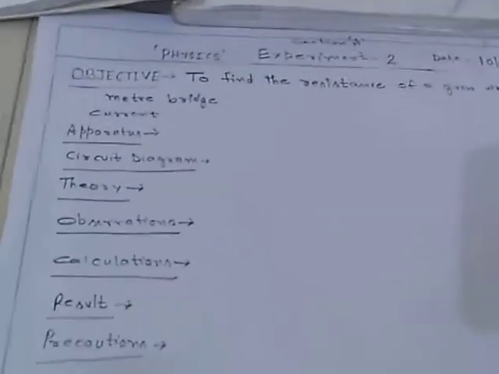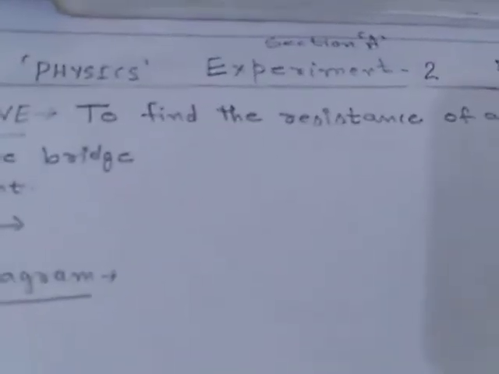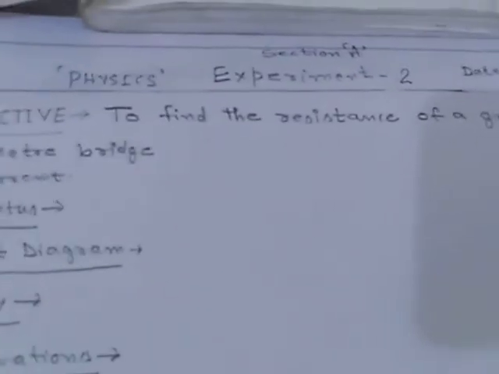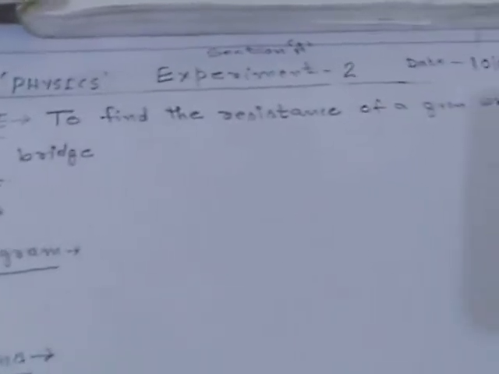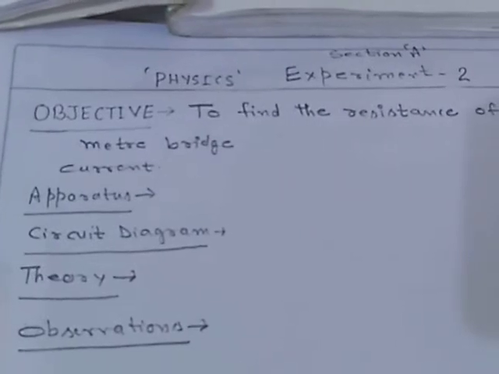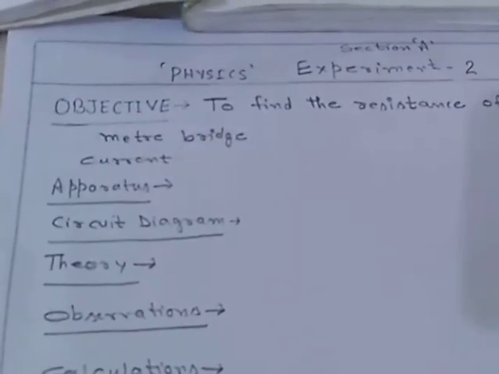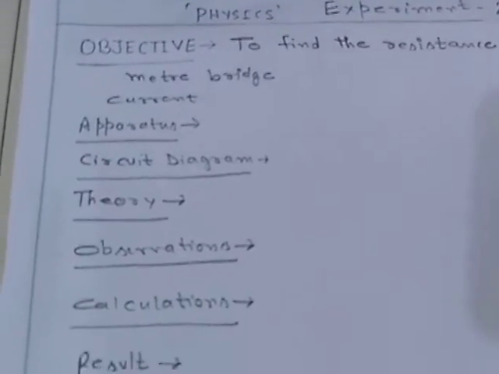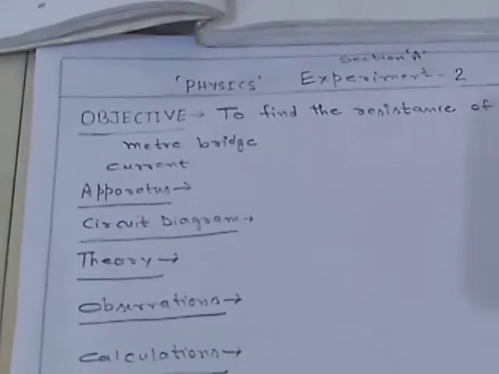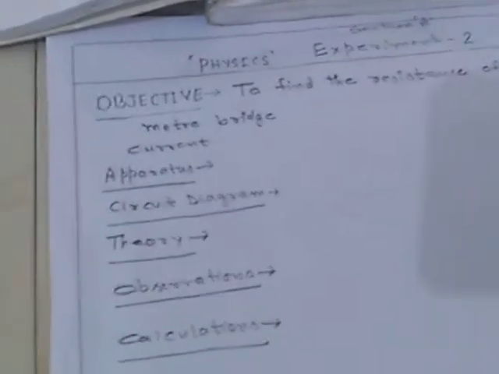Today I am going to perform experiment number 2 of section A, that is to find the resistance of a given wire using meter bridge. The points which are to be mentioned in the copy are the same as per the first experiment. Now we are moving to the experimental setup.